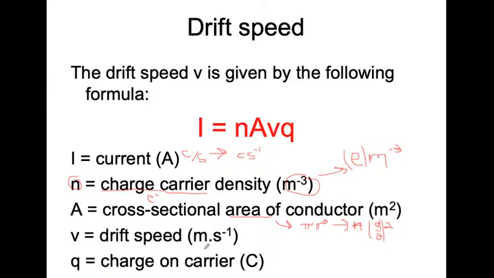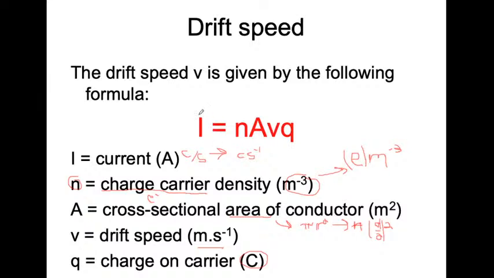Our drift speed will be in meters per second, right? That one's pretty straightforward. It's just like any other speed. And Q is our charge in coulombs. So pay close attention to those units. You'll see that they all cancel, or all equal out.